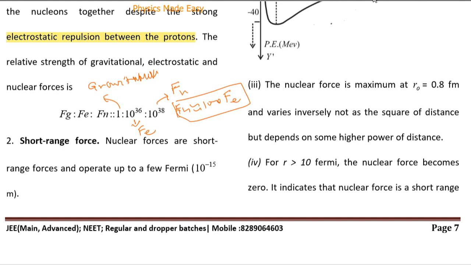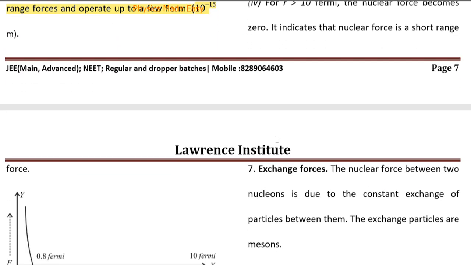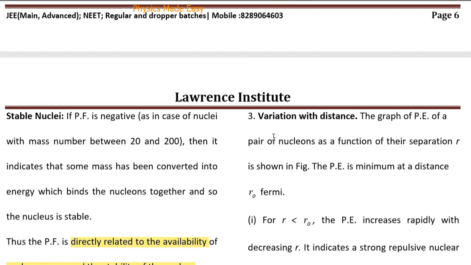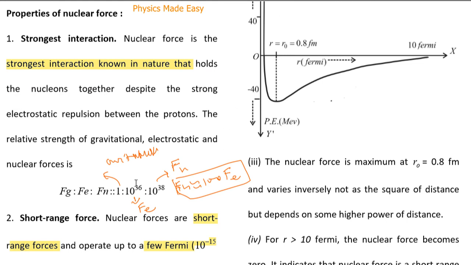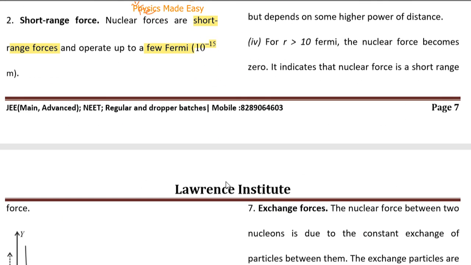They are short range. Nuclear forces are short range. Their range is very short and they operate up to a few Fermi, at the most 10 Fermi. So their range is 10 Fermi.